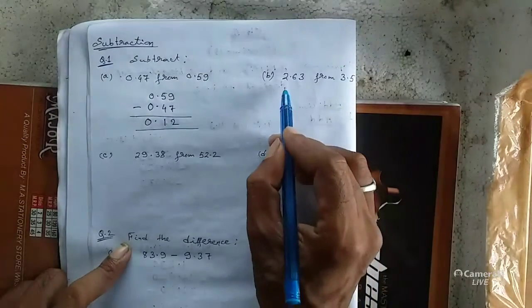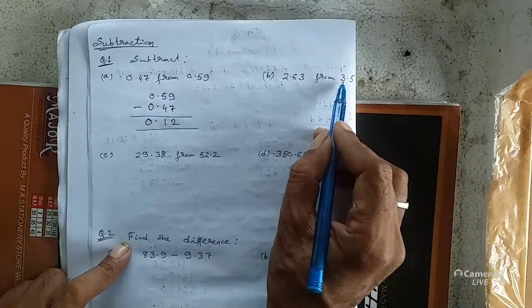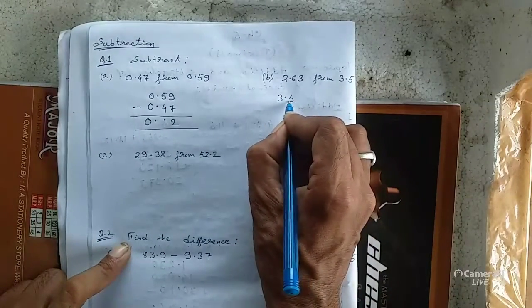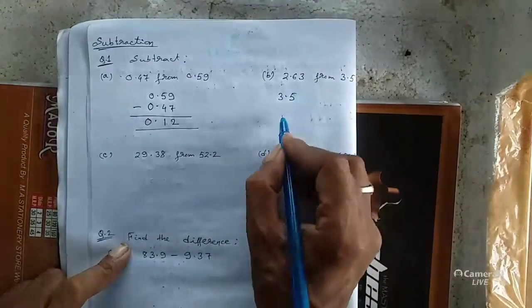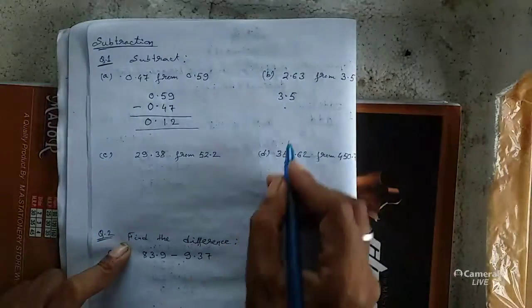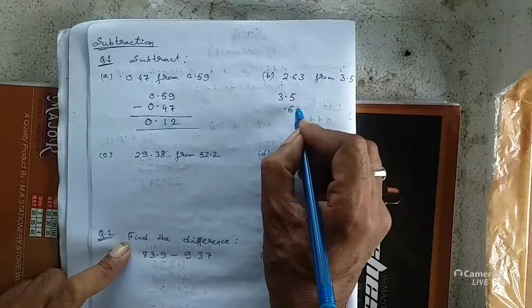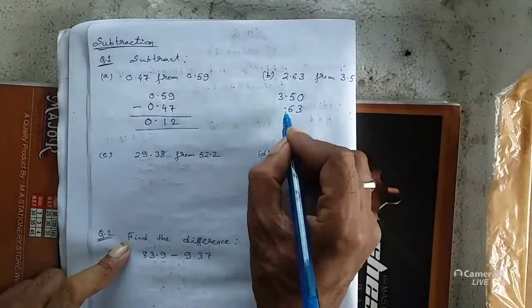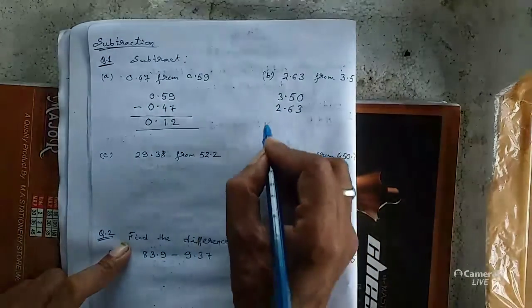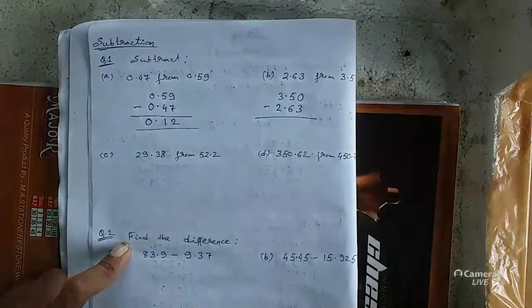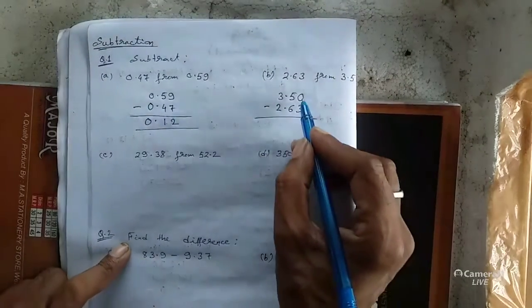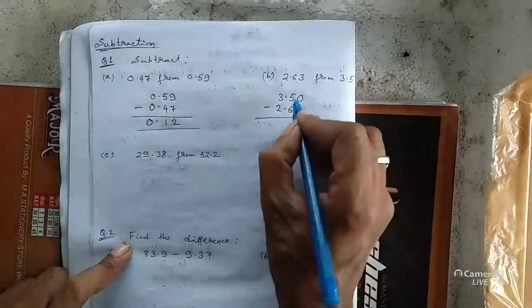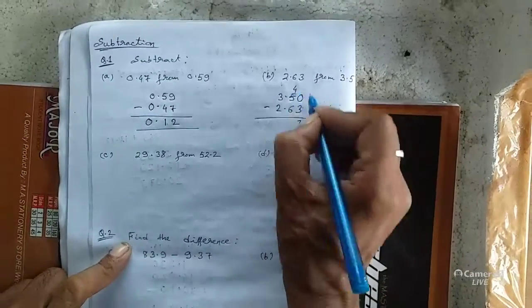Next, part B: 2.63 from 3.5. So 3.5 is the above number. Now 2.63, point at the point place, here is 6, 3, vacant place here should be 0, and 2 just below 3. Now subtract. So here 10 minus 3, 7; 1 borrowed from here, so it becomes 4.